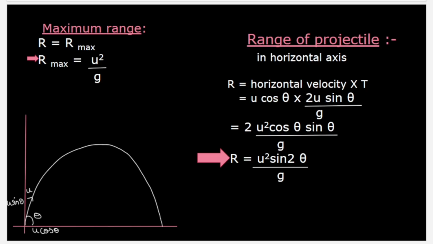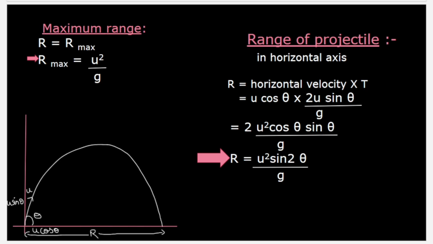Next topic is range of projectile. There is a parabola whose angle is theta with an initial velocity u. We will be considering the horizontal axis because this is range and we need to derive the formula for range. So range is equal to horizontal velocity into total time. We get horizontal velocity u cos theta into total time, that is 2u sin theta by g. Multiplying, we get 2u square cos theta sin theta by g.